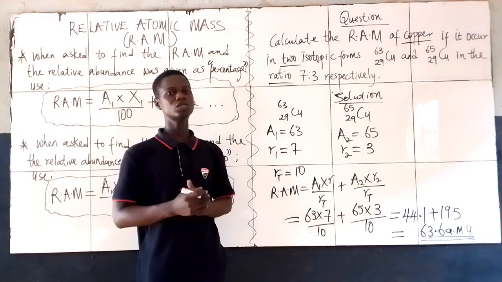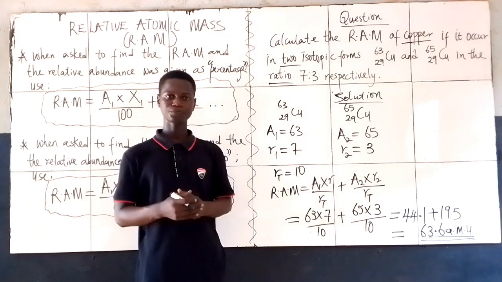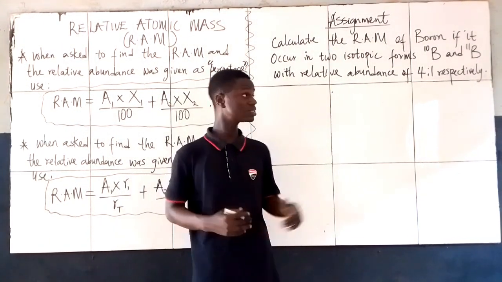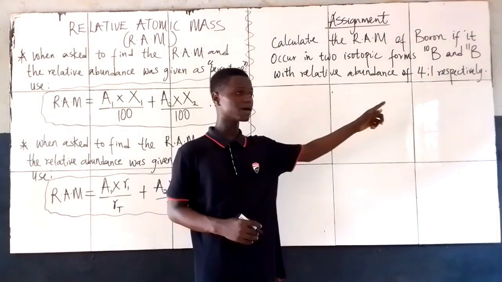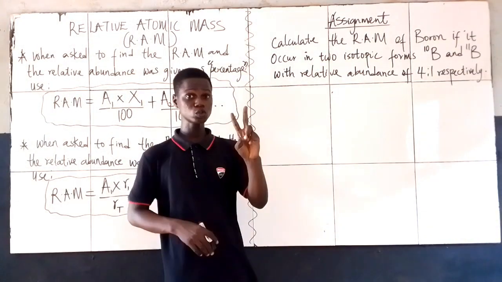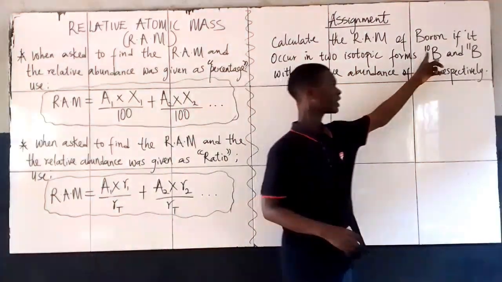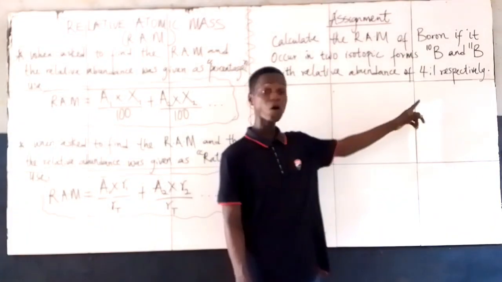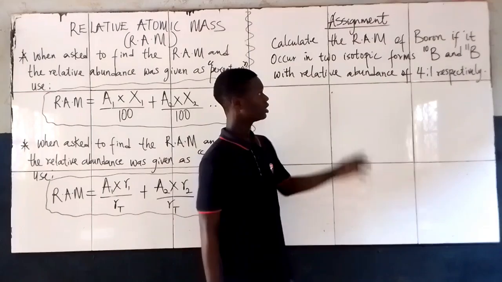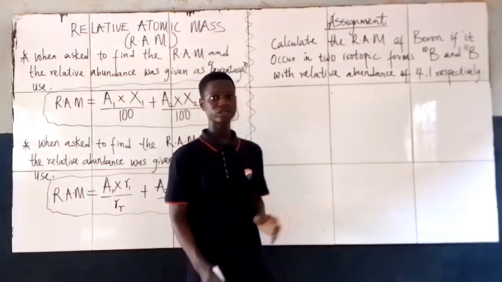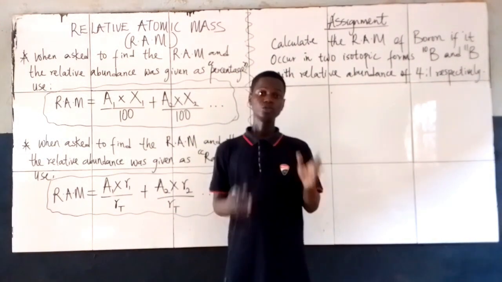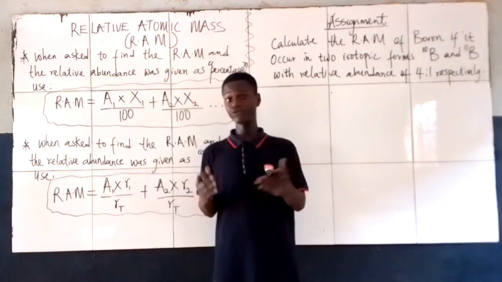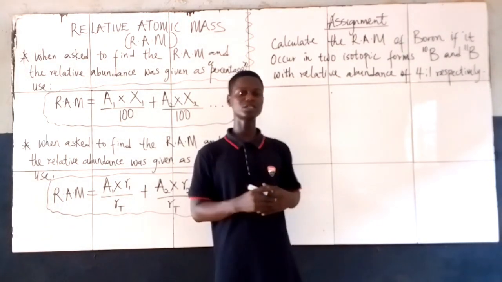So let's get down to the question for the day now. Alright guys, this is the question I want us to try our answer on, and it reads: calculate the relative atomic mass of boron if it occurs in two isotopic forms, boron-10 and boron-11, with relative abundance of 4:1 respectively. So this is what we are given, and this is the question. Do well to try your answer on it using the understanding you derived from today's video class, and feel free to let me know what you think your answer is in the comment section.